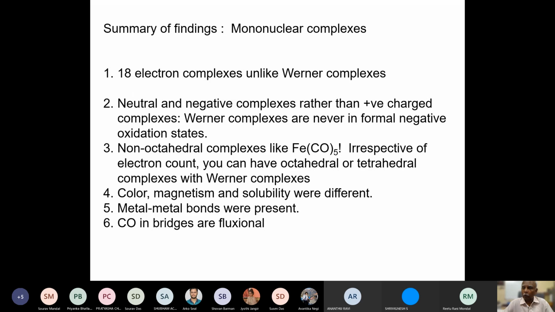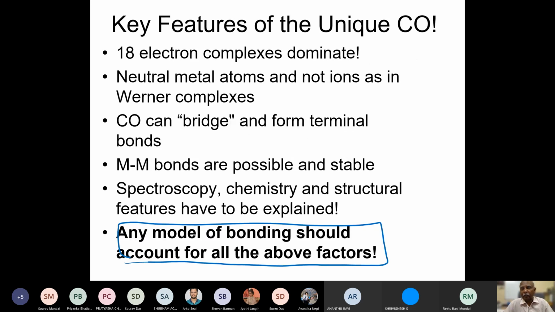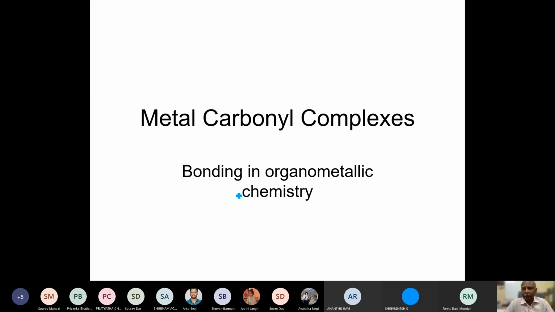I have summarized in this slide all the factors that we have discussed so far. You can go through them one by one and also listen to the video. So I'm not going to explain all of these, but these factors have to be accommodated when we try to look at the bonding between the metal and the carbon monoxide. And as I told you, the carbon end is bonded and not the oxygen end, which could be explained by the dipole moment, but there is a better reason why that is the case. All these factors have to be taken into account when we look at bonding in carbon monoxide organometallic chemistry.